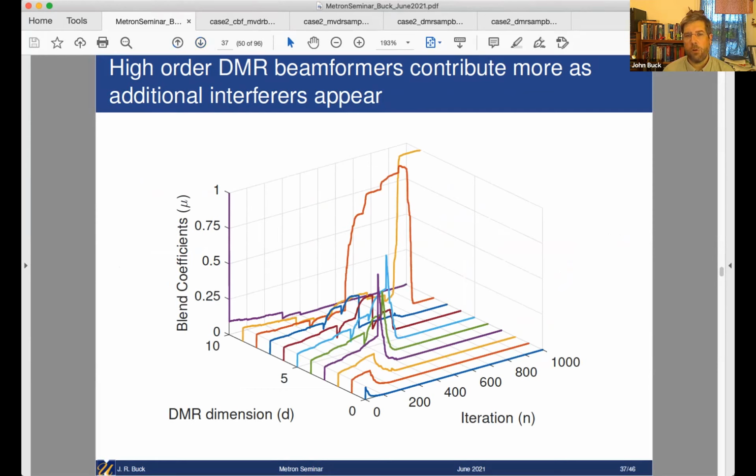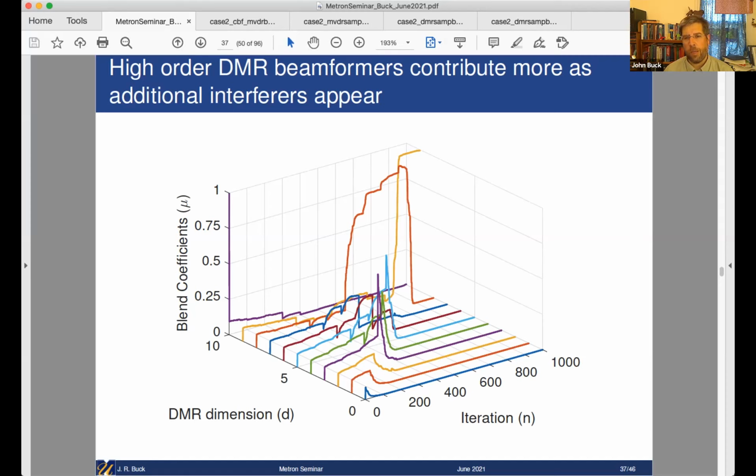This figure shows those blend weights, those mu's. This is the time in iterations. This is the DMR dimension, that is, loosely speaking, the number of interferers in the data. And then the vertical axis, in false perspective, is the blend coefficient between 0 and 1.